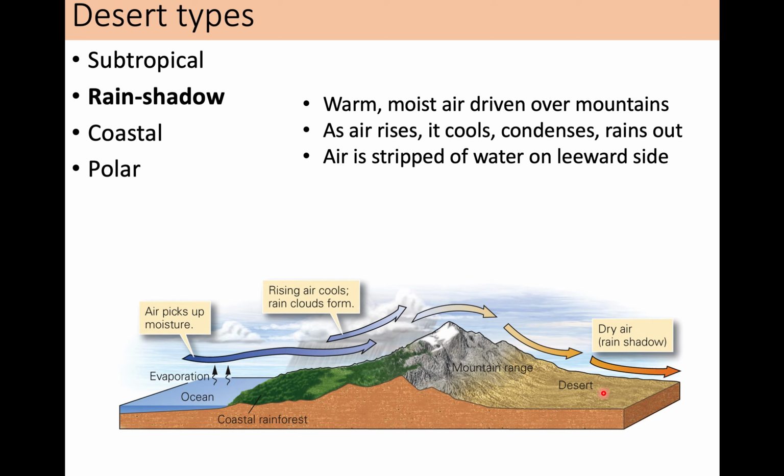So we call this rain shadow because it's sort of in the shadow of all of the rain on the other side of the mountain. So one side of the mountain will be very lush and green, the other side will be completely desert.